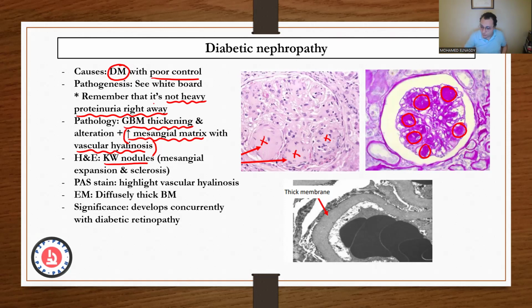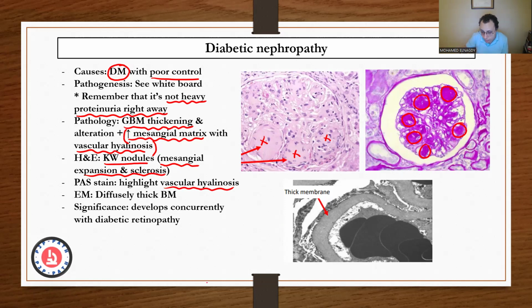Kimmelstiel-Wilson or something like that. Yeah, Kimmelstiel-Wilson nodules. It's called KW nodules. I always say Kimmelstiel-Wilson nodules, or I always say keyword nodules, because it's a keyword for diabetic nephropathy. So remember that these nodules on H&E of mesangial expansion and sclerosis are pathognomonic for diabetic nephropathy. You might do PAS stain to highlight the vascular hyalinosis and highlight the nodules.